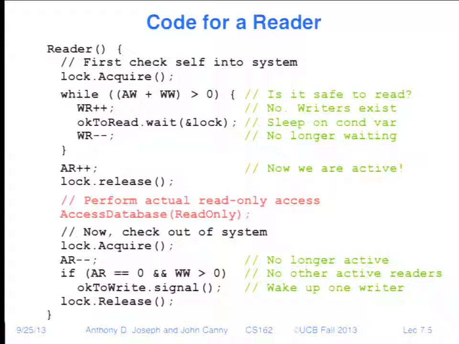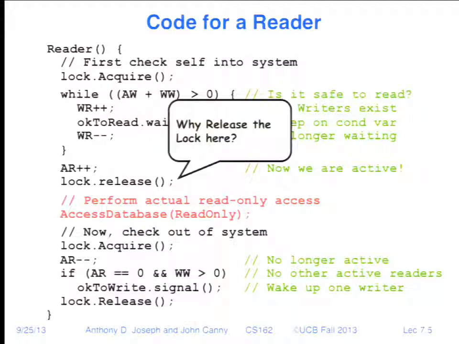And at a high level, we're using the locks to manage access to these state variables. But we're actually releasing the lock before we access the database, then reacquiring it afterwards, changing some of the state variables, and then releasing again. Why do we do that? Someone quickly remind us why we did it that way.